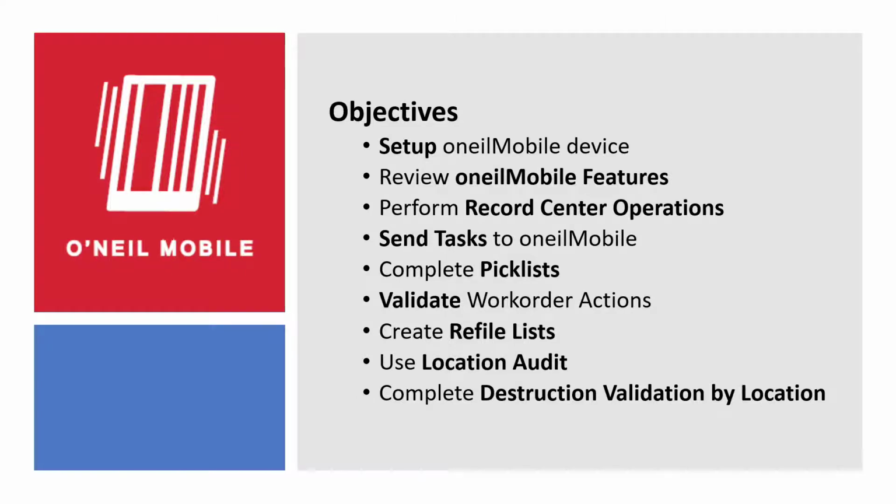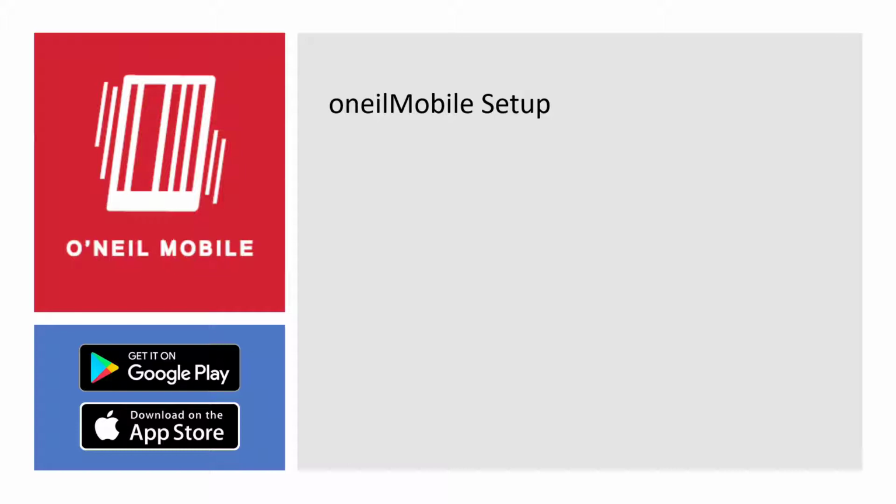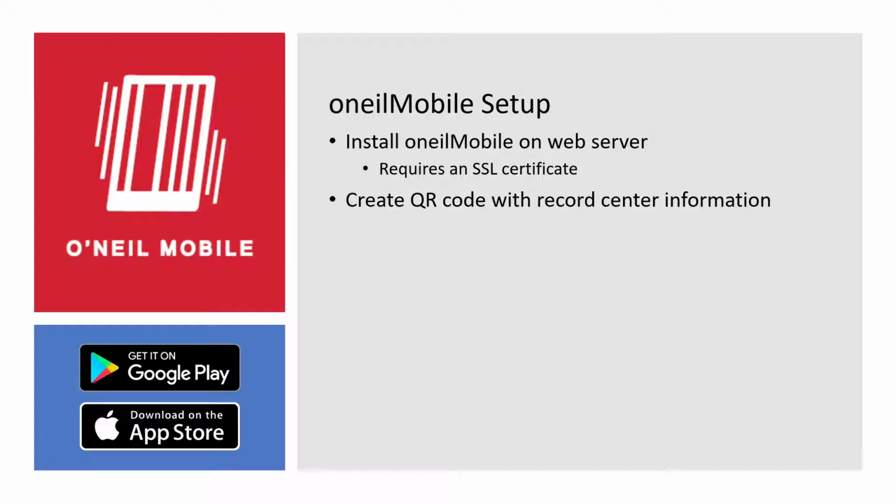Before you can use Oneil Mobile, however, you'll need to make sure that it's properly set up in your record center. You'll want to make sure that Oneil Mobile is installed on your web server and that your web server has an SSL certificate, as Oneil Mobile relies on SSL for encryption of all data that goes to and from the scanner. Then you'll want to create a QR code that includes your record center information.